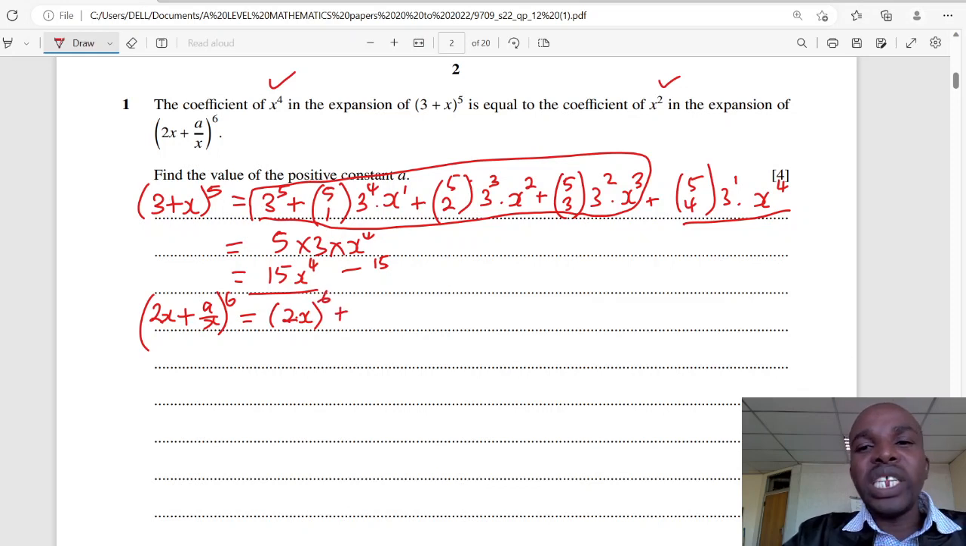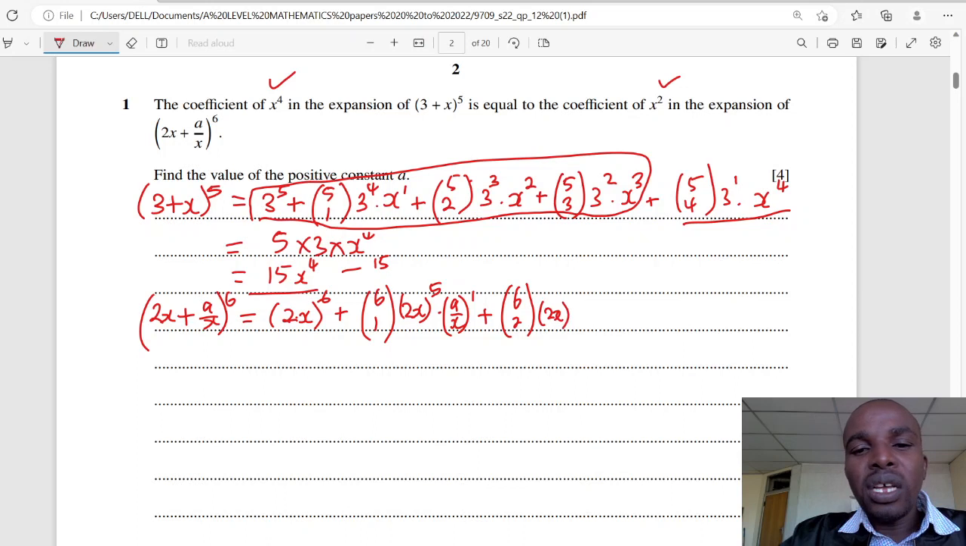So you expand up to the term in x squared, right? In x squared. Then plus, then n choose 1, 6 choose 1. Then your a, (2x) to the power 6 minus 1 is what? It's 5. Then times your b, it's your a over x to the power 1. Then plus 6 choose 2. Then your a is (2x) to the power 6 minus 2 is 4. Times, then this one is your b, a over x to the power 2.